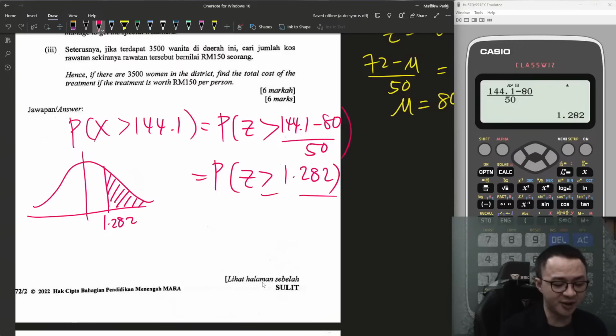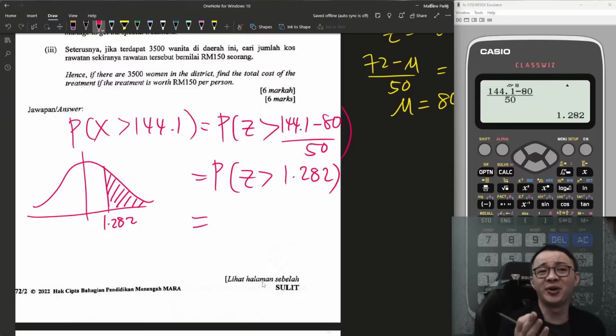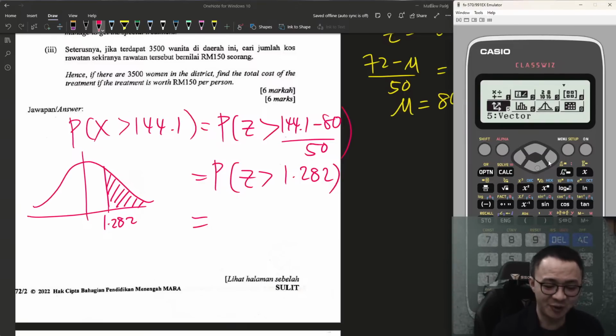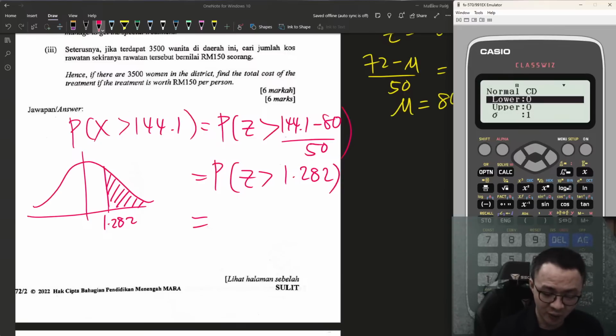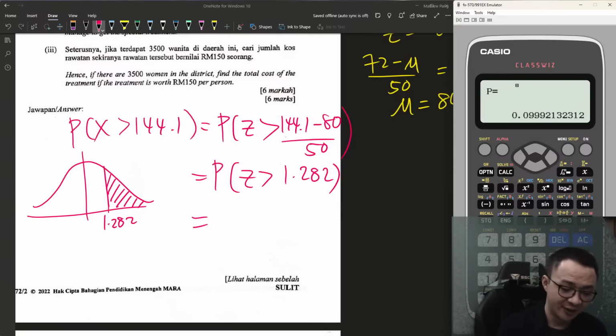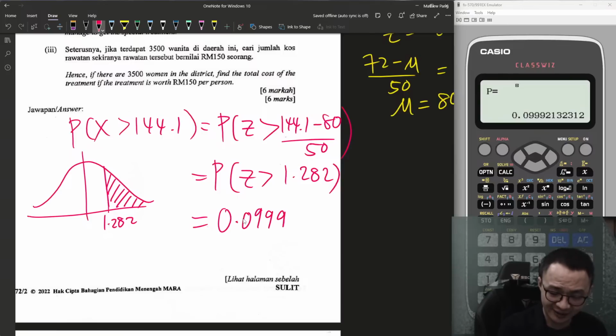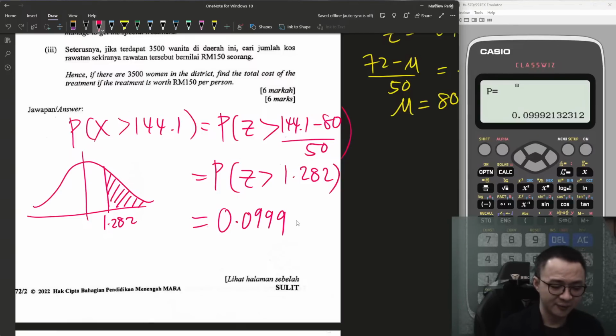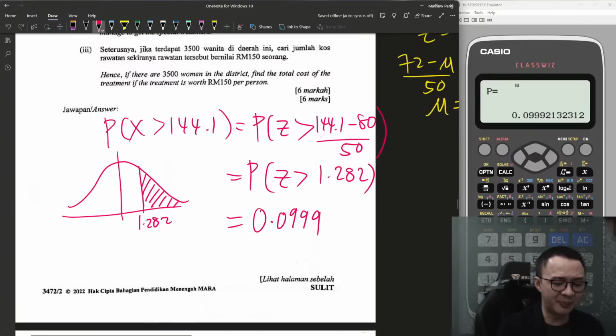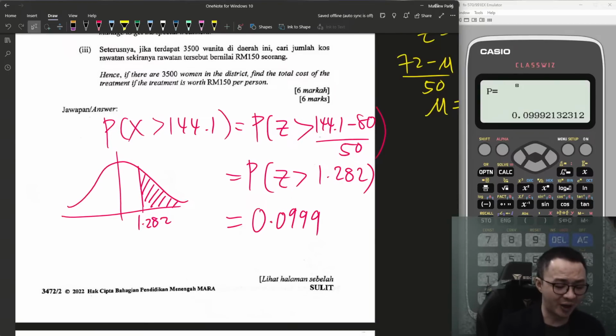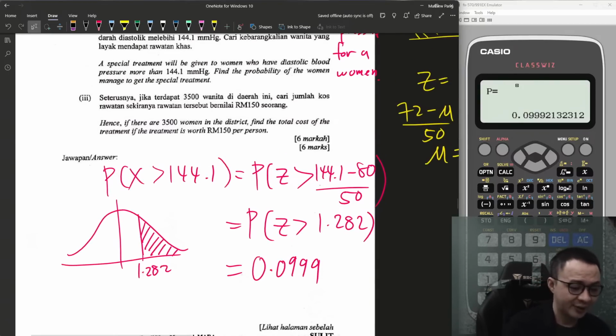So this is bigger, this is positive, you can straight away find from the table. Yeah, I believe all of you know how to find 1.282. If you don't know, you can type in the chat room and then I will teach you. So here I will use a calculator since I assume all of you know how to do it. Normal CD, lower is 1.282, upper 10 power 99. Basically, I just want to type infinity. So this is 0.09992. Okay, I think I write like this. So it's about 10%. It's about 0.1. So I'm done with the second part.